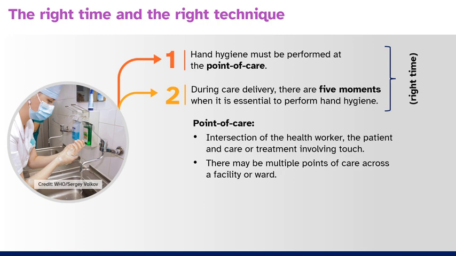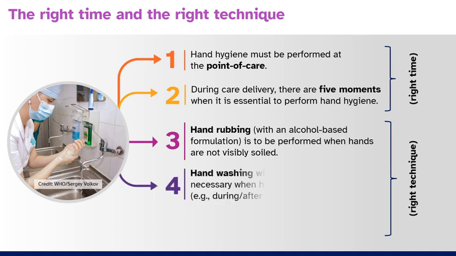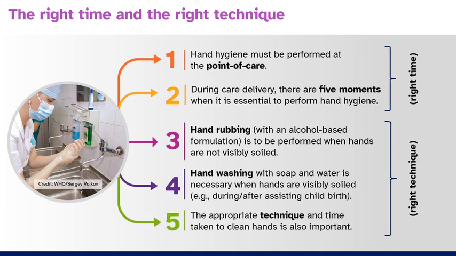Hand hygiene infrastructure and products should be in place and easily accessible at all points of care. If health workers have to leave a patient's side to clean their hands, the likelihood of performing hand hygiene drops. Alcohol-based hand rub is preferred for efficiency, effectiveness, and skin tolerance, though soap and water are required for visibly dirty hands. The right technique and adequate time spent on hand cleaning are essential for effective hand hygiene.